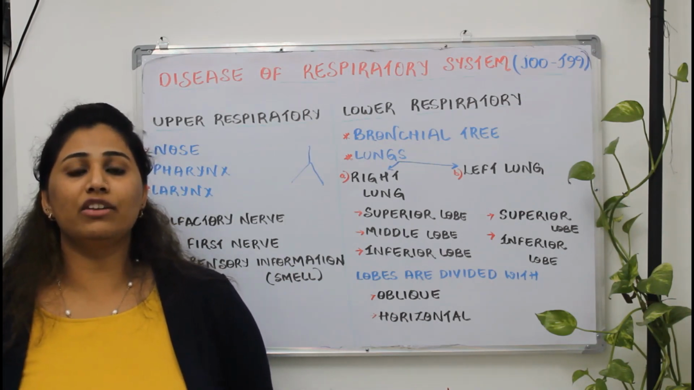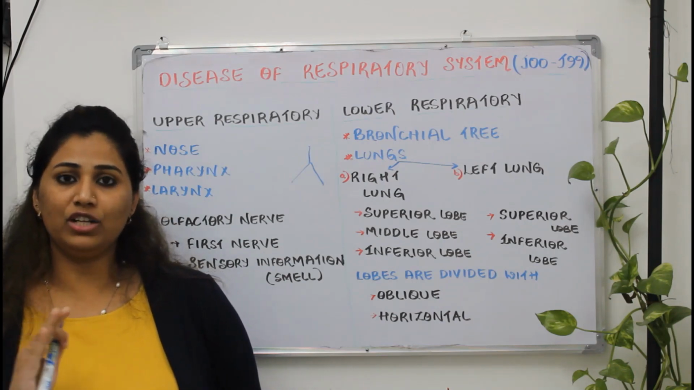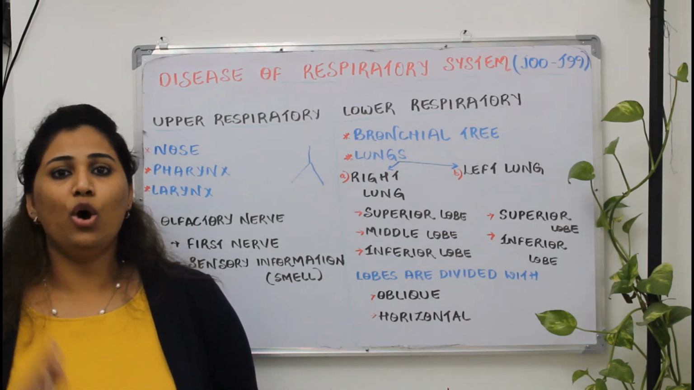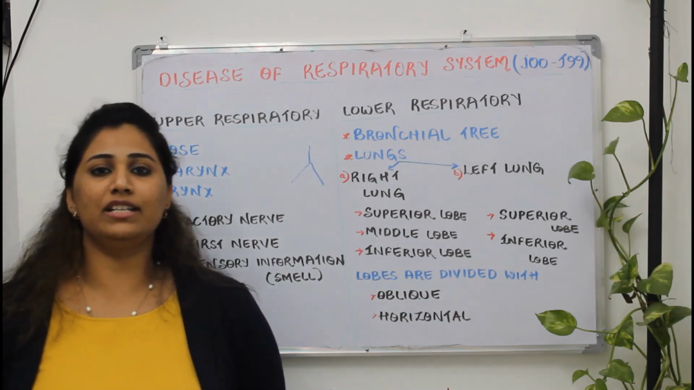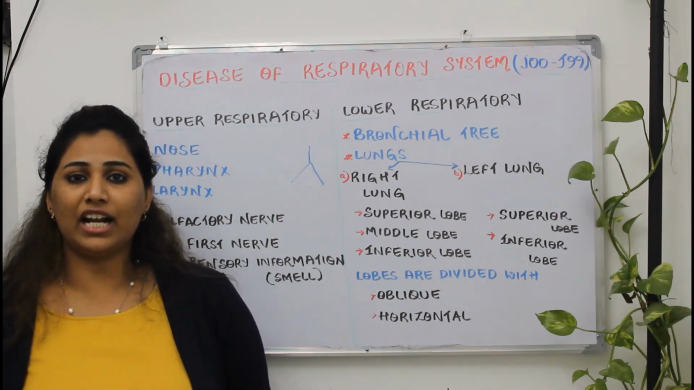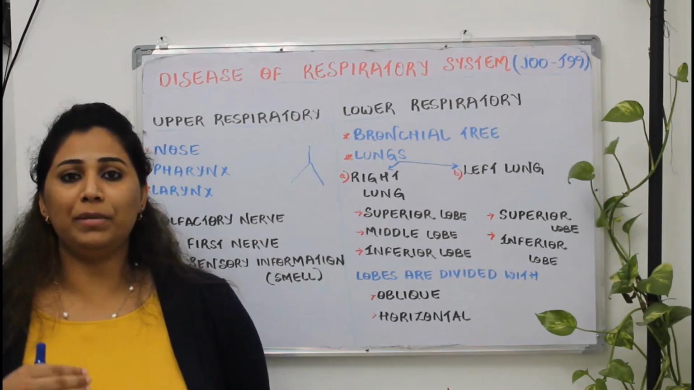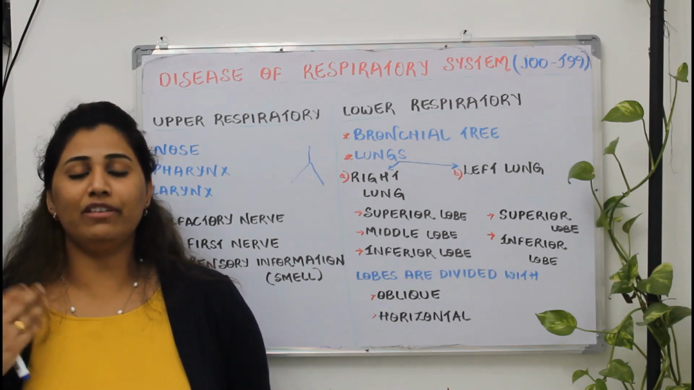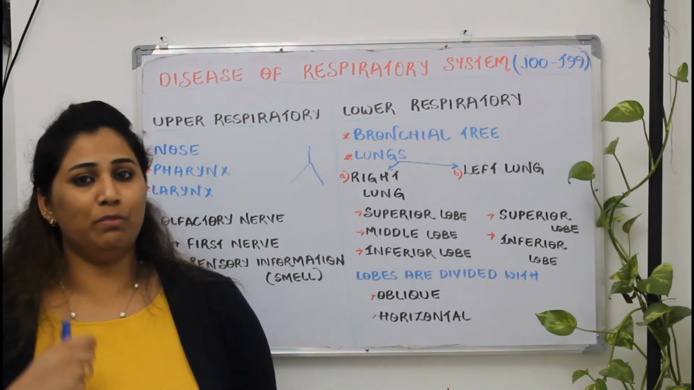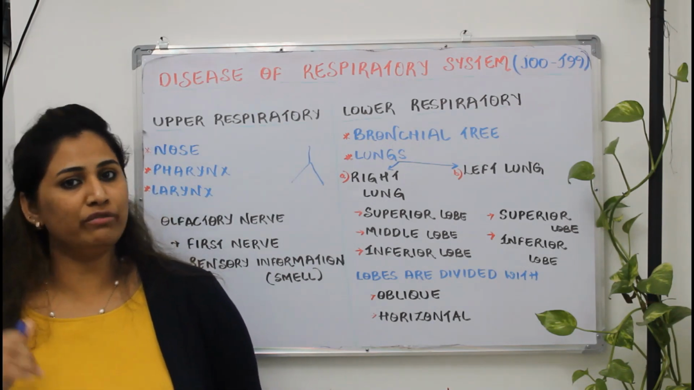One more thing is regarding the olfactory nerve. When we talk about the nose, it is olfactory. Olfactory is the first nerve and it is a sensory nerve. Why is it sensory? Because it recognizes smell. The impulses are carried to the brain through the olfactory nerve, so that we are able to identify the smell. This is the main function of the nose.